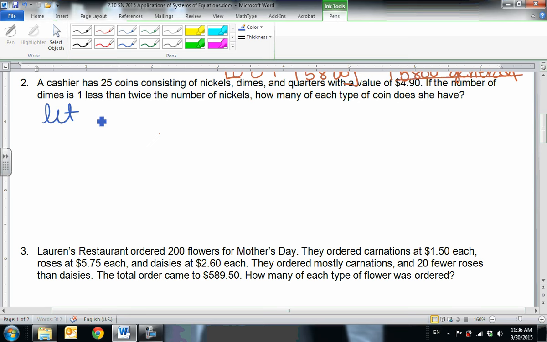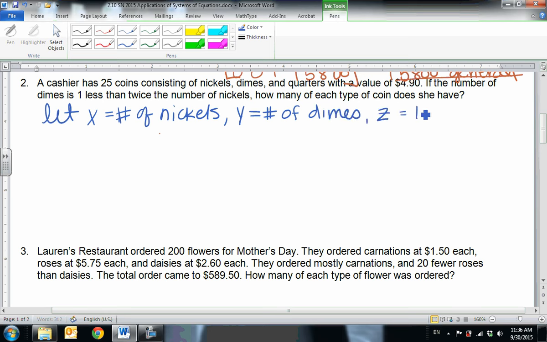So we can use N, D, and Q, or you can use X, Y, and Z. It does not matter. What do you want to use? X, Y, Z. So what do you want X to be? Good. Number of nickels, because it says how many of each. So number of nickels. Let's let Y be number of dimes. And let Z be number of quarters.